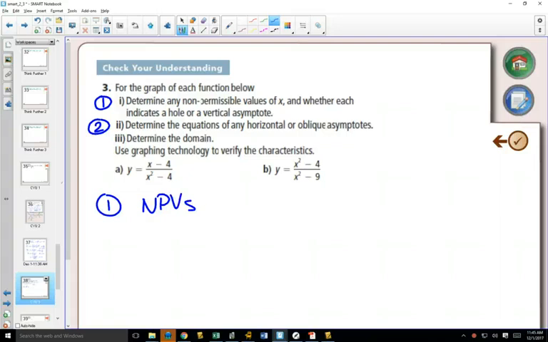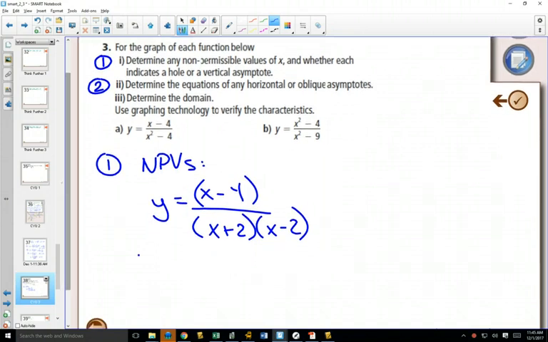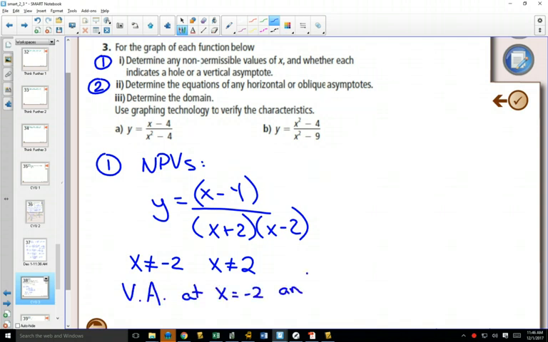I want to find my non-permissible values. I always factor to begin with. This one, the denominator factors because it's a difference of squares. So our non-permissible values, x can't equal -2, and x can't equal 2. Do any of those non-permissible values cancel out now that we've factored? No. So we're going to have vertical asymptotes at x equals -2 and x equals 2.